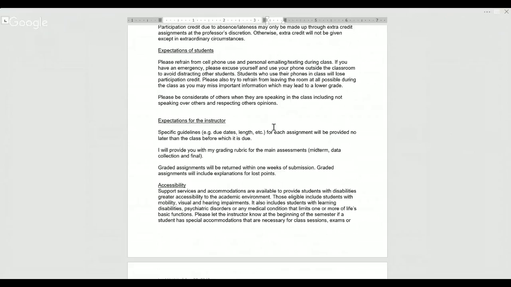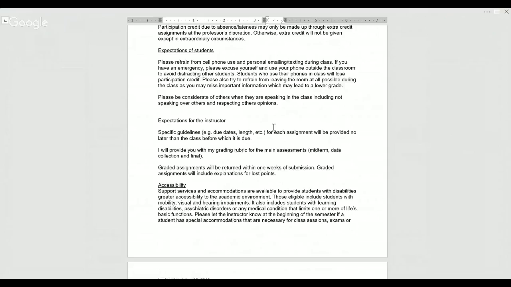What you can expect from me, I will always give you very specific guidelines for each assignment, and they will be provided no later than the class before which it's due. So something like your midterm, I'm going to provide to you a month in advance. Something like a homework assignment, it will probably be the week before it's due. For the main assessments, the midterm, the data collection, and the final, I will provide you with my grading rubric, what I will use to grade these assignments.